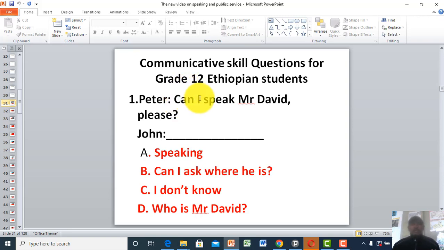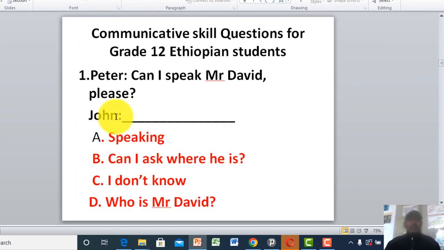After analyzing the opening statement, we answer the question from the given alternatives or distractors. Here, "Can I speak Mr. David, please?" This is telephoning, isn't it? So what is the response of John? John said, "Speaking, I'm John speaking." Another option: "Can I ask where he is from?" John is expected to reply to the asked question, but this is not the expression from John. Because he is the person being asked, he doesn't ask another question.